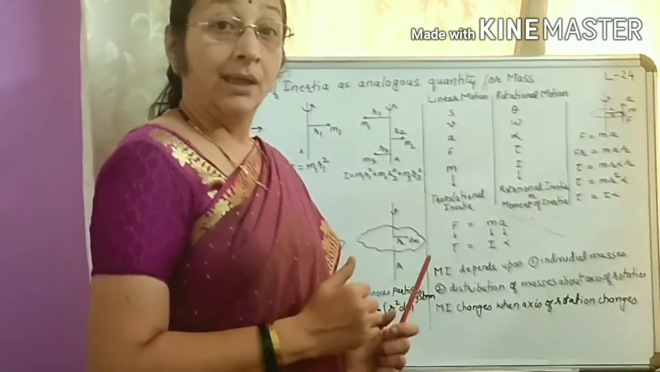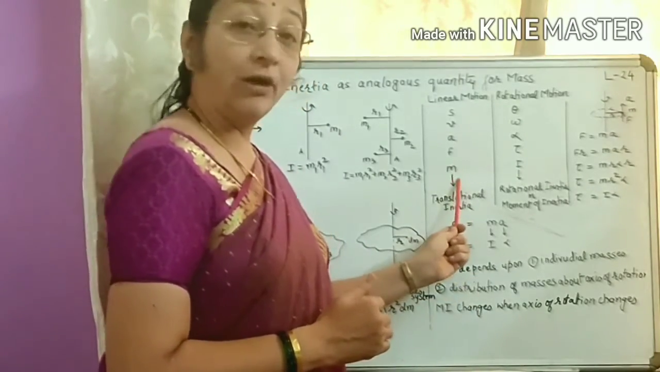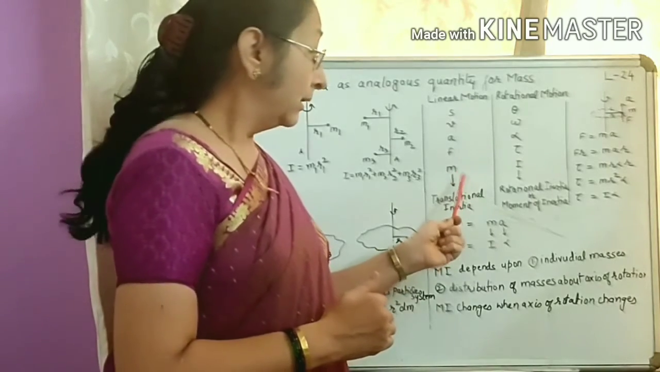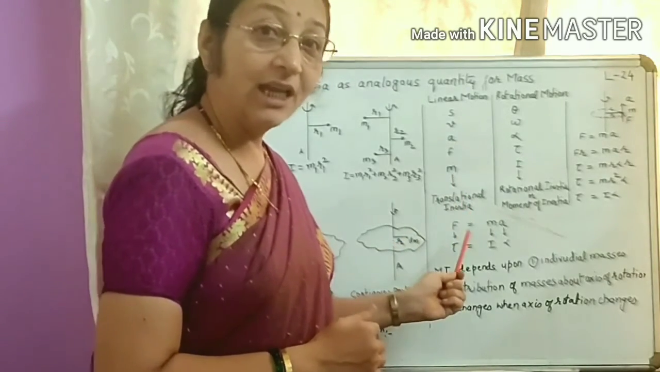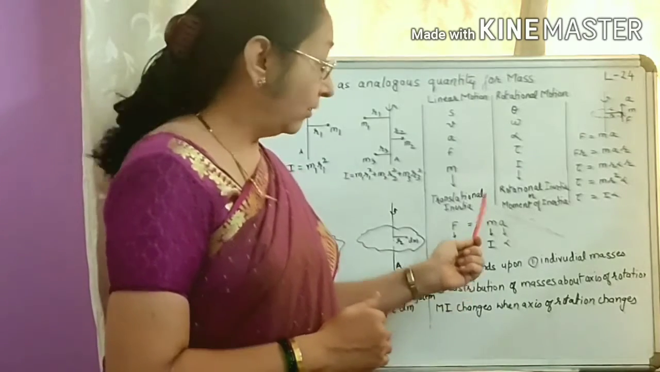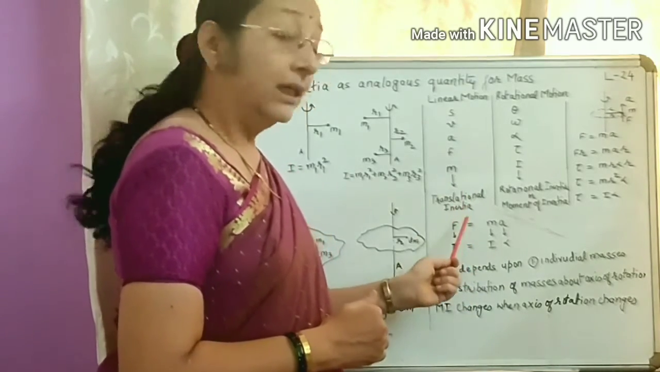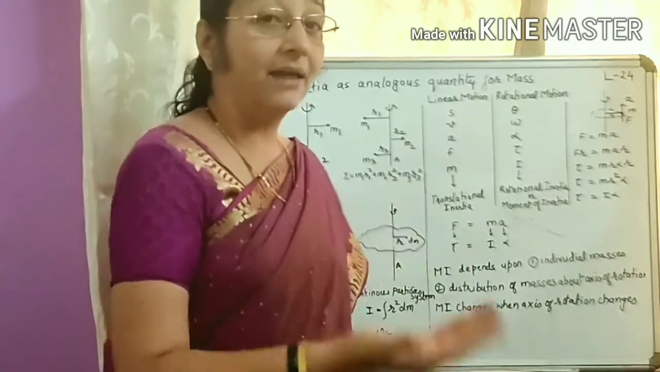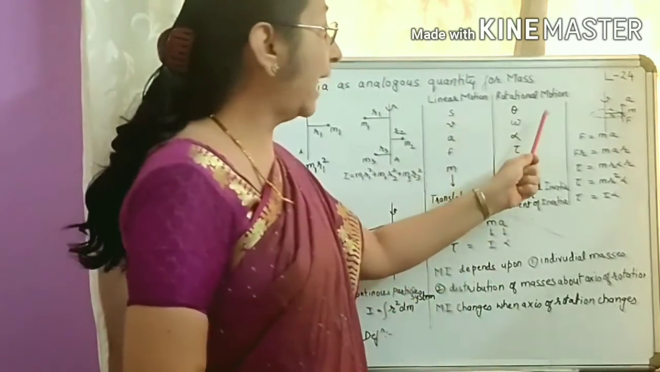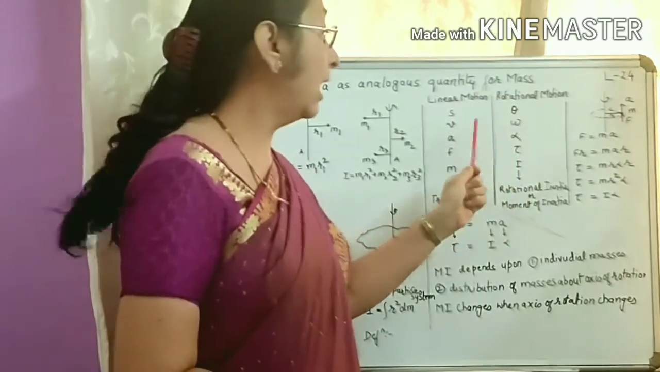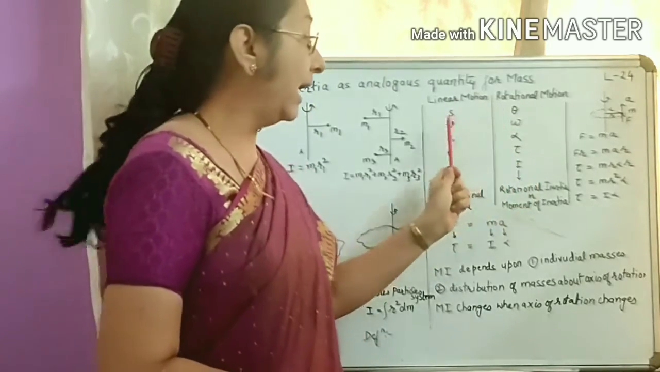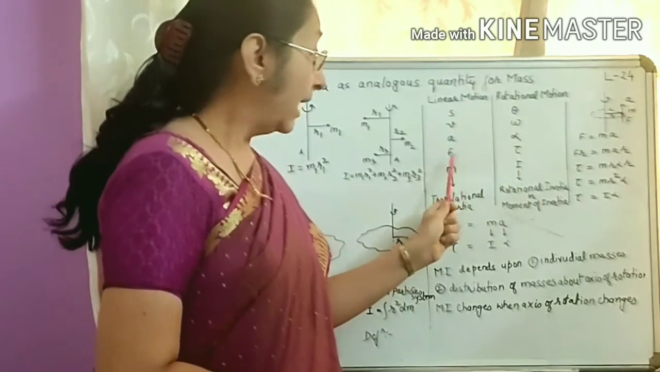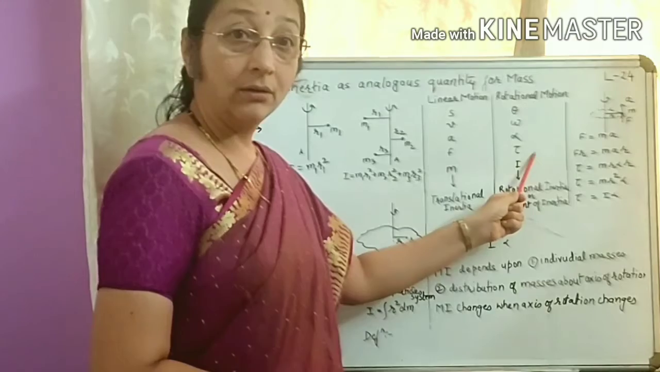So now, what is the meaning of mass in linear motion? That is called the translational inertia in the linear motion. मग आता त्याला पॅरलल, त्याला अनालॉगस, हे सगळे एकमेकांना अनालॉगस आहे. s is analogous to theta, v is analogous to omega, a is analogous to alpha, F is analogous to torque.